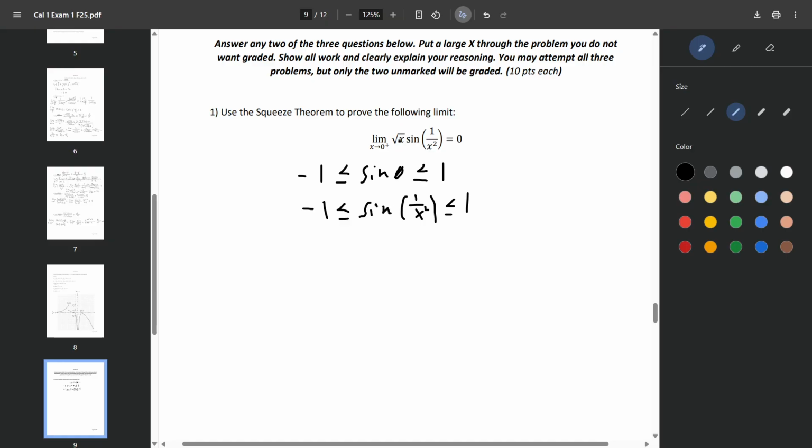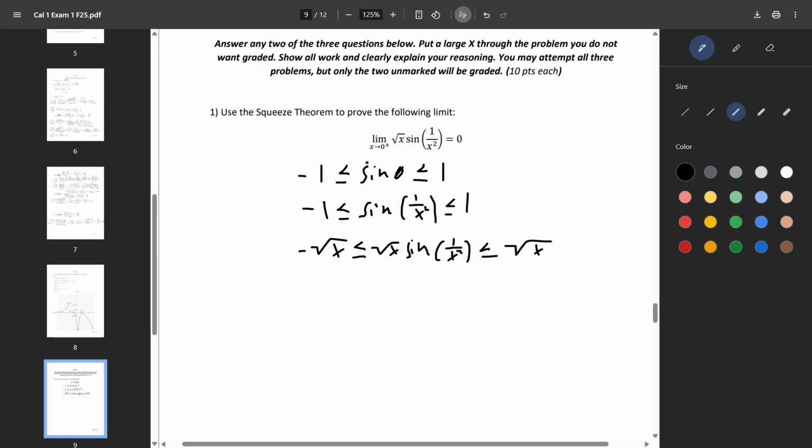What we're then going to do is multiply by what we also have here. So we're going to multiply all sides by root x. That'll leave us with negative root x less than or equal to root x times sine of 1 over x squared, which is less than or equal to root x.